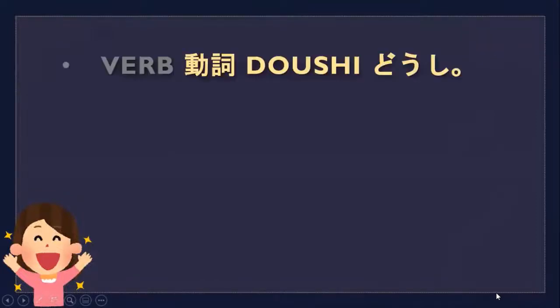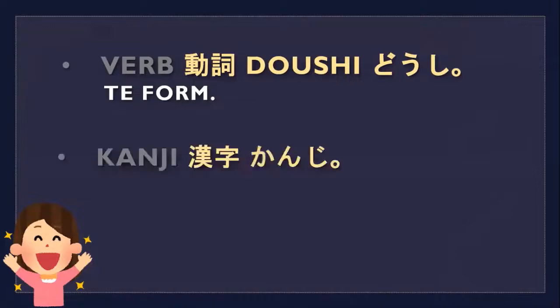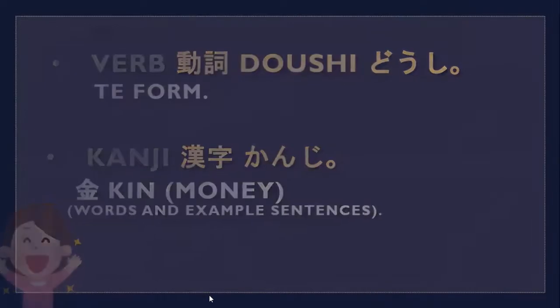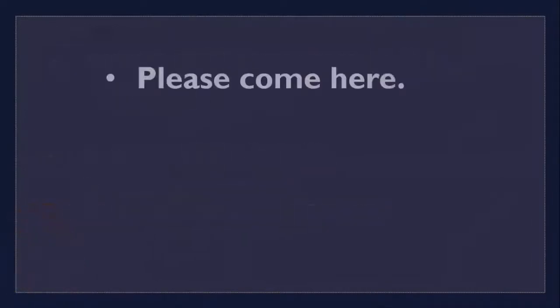So today's lesson, we are going to see the te form of verb. And we are going to see the kanji for money, kin. And this is the kanji for money.